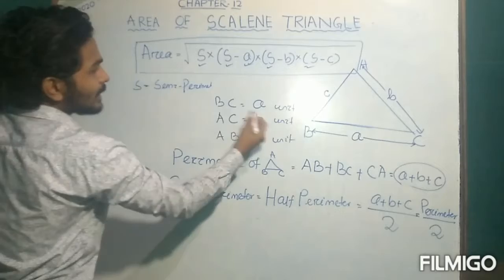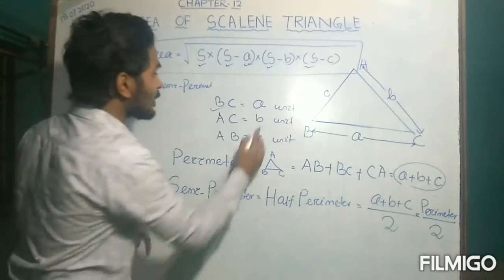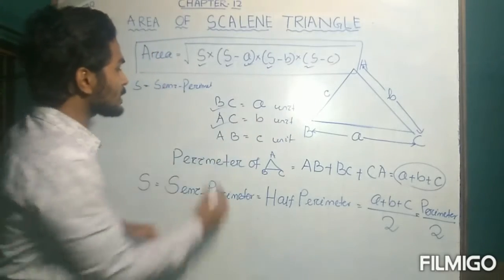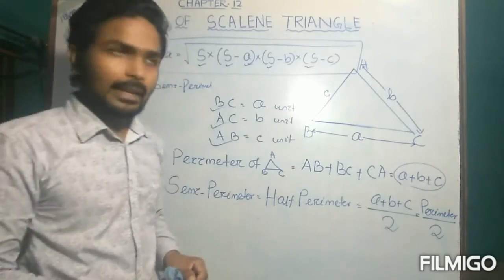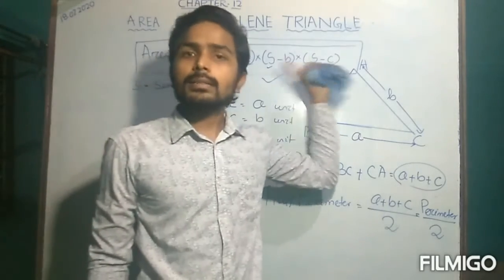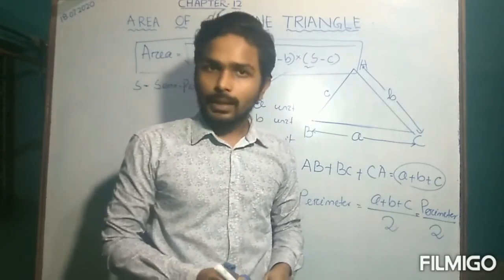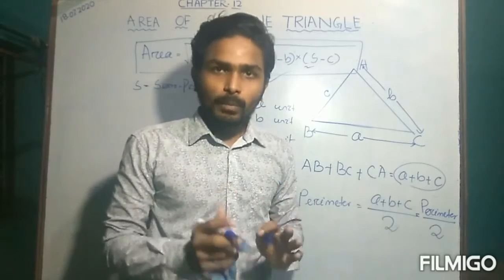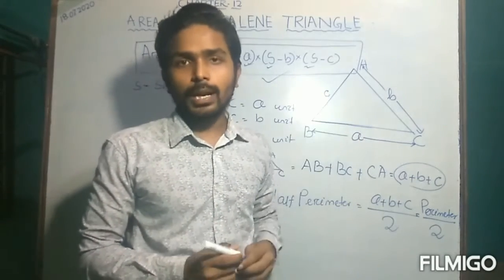And A is what? Here A is BC. B is what? B is AC. And C is what? C is AB. Clear? So, you need to remember this formula of the scalene triangle's area. Clear? Now I will do some problems relating to this formula.